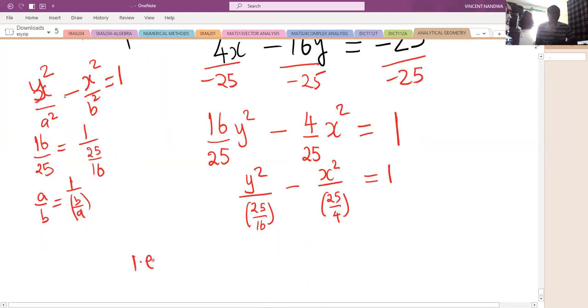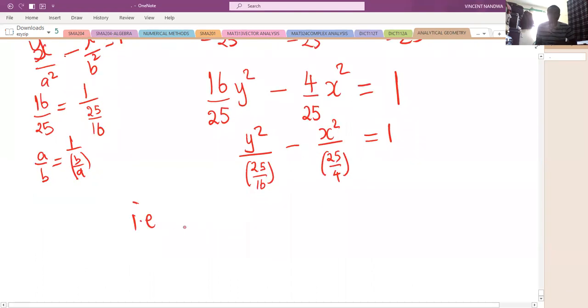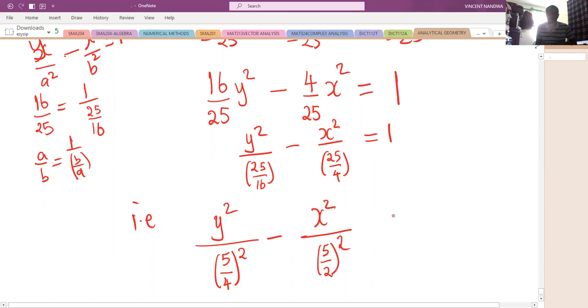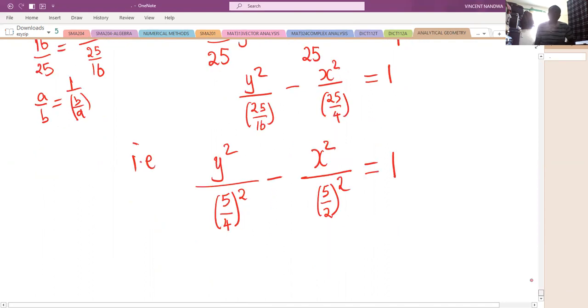And then this is the same thing as saying y squared over 25 is the same as 5 squared, 16 is the same as 4 squared. So I can write 5 over 4 squared, minus x squared. 25 is the same as 5 squared, 4 is the same as 2 squared, squared equals 1. Which shows that my a is 5 over 4 and my b is 5 over 2.